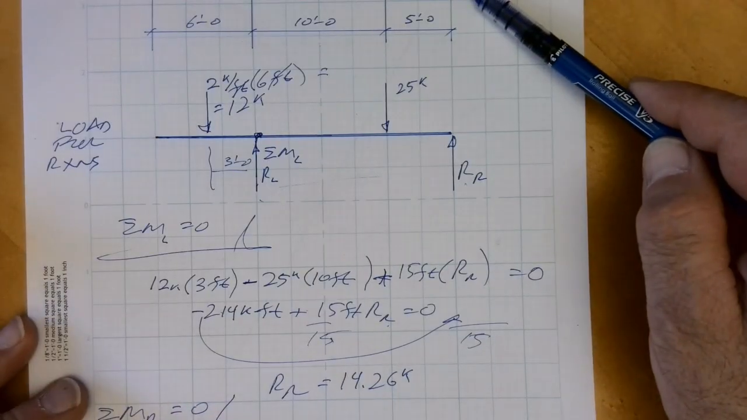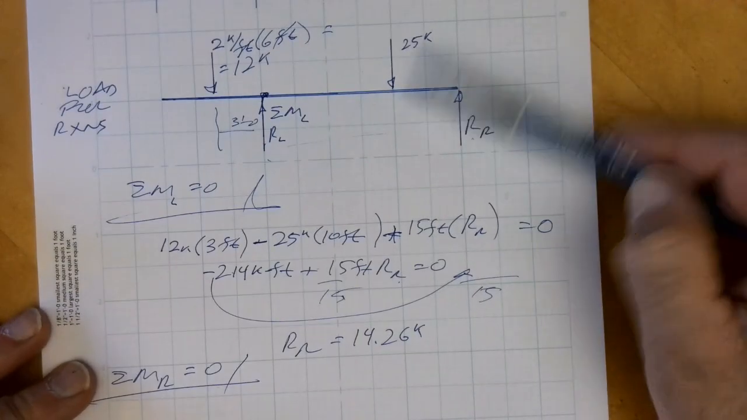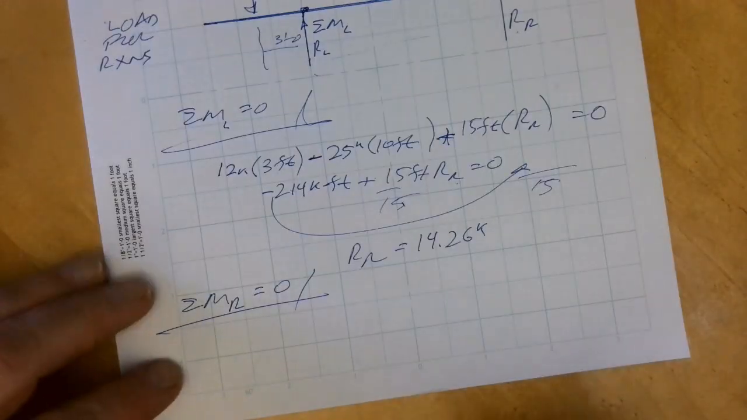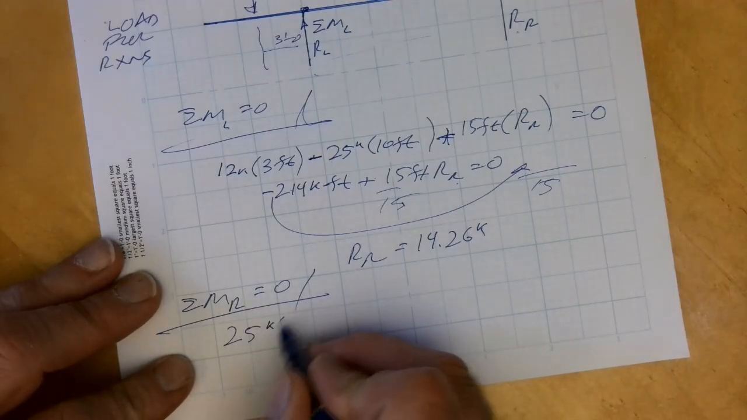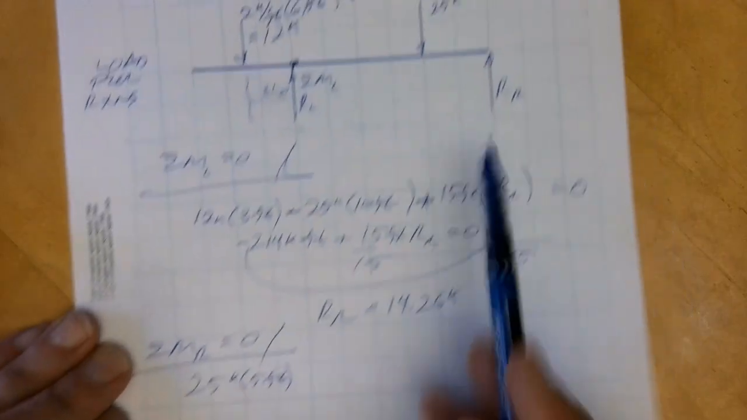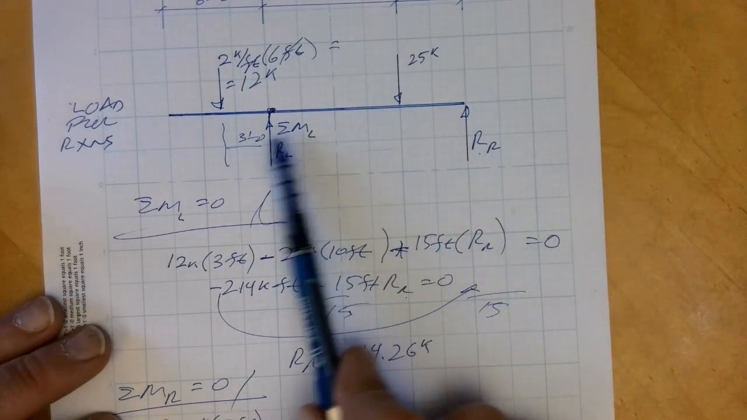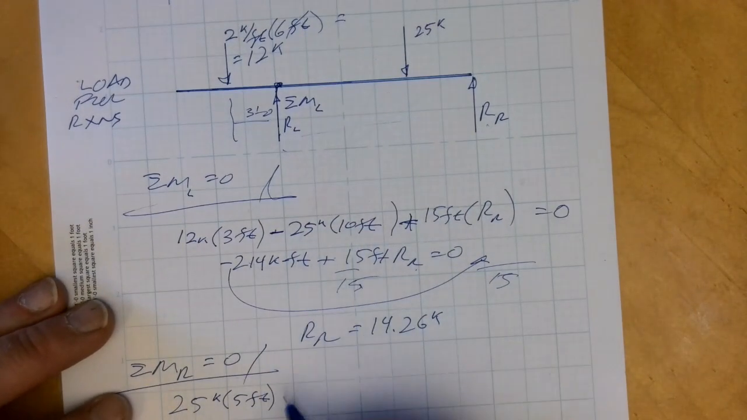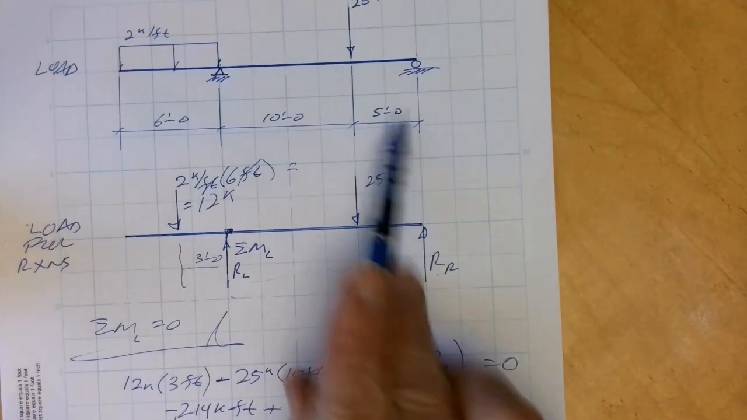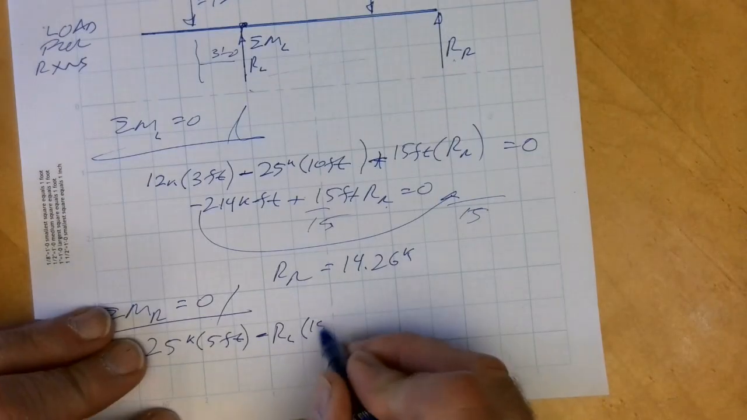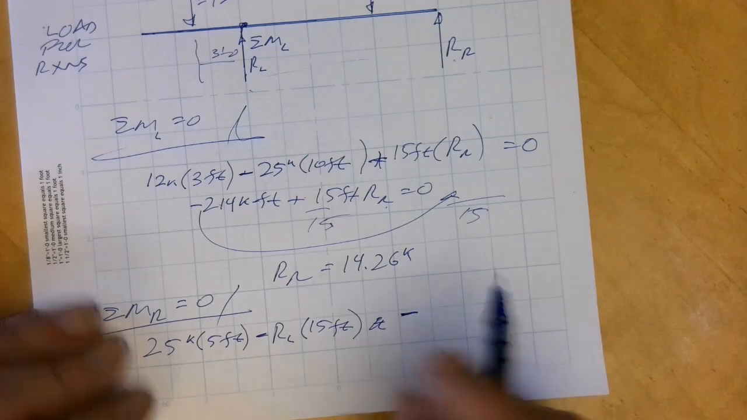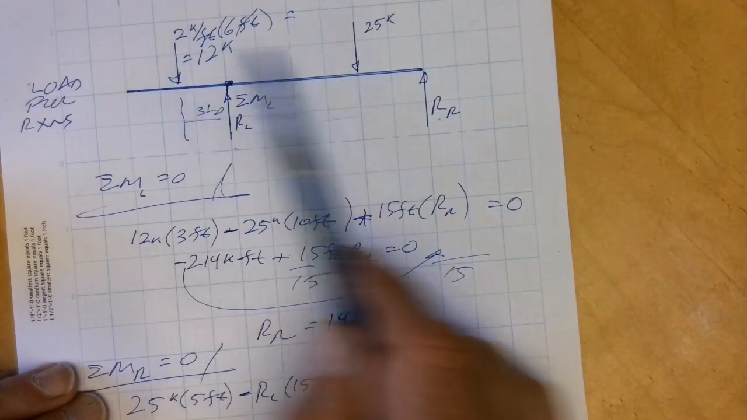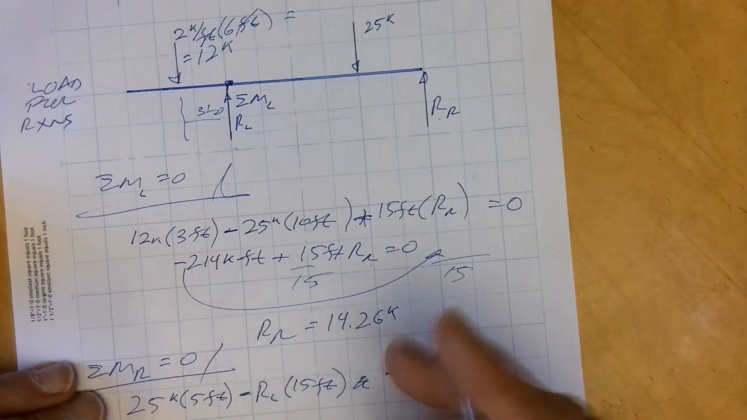Alright, sum of moments about this point here. So I've got 25 kips times 5 feet. And that is going clockwise, so 25 kips times 5 feet. The next force as I move it along is R sub L, and that's negative because it's going clockwise, so R sub L times this length plus that length of 15 feet. And then the next one is also negative because it's making, no, that would be positive, thumb up.